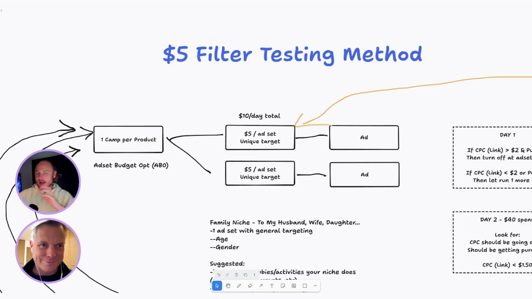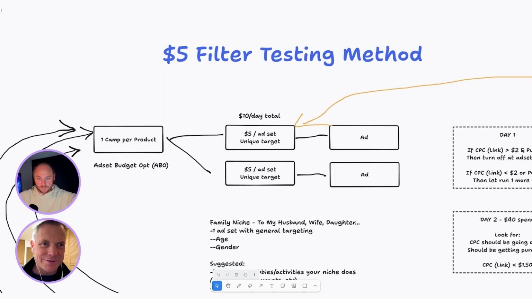Each ad set has maybe one to three ads. Let's keep it simple: each ad set has one ad, and you let that run. On day 1, you should have spent at least $5 per ad set. You check your cost per link click, and you just want it to be less than $2 on day 1. You don't care about purchases or anything else. If your cost per link click is less than $2 on day 1, you're gold.